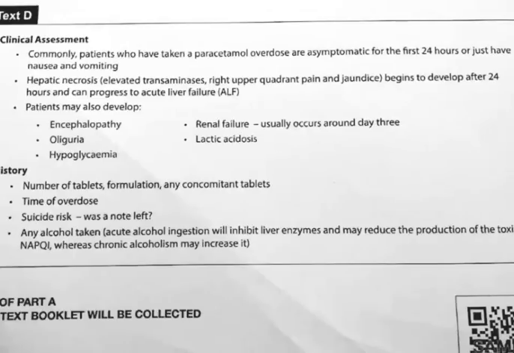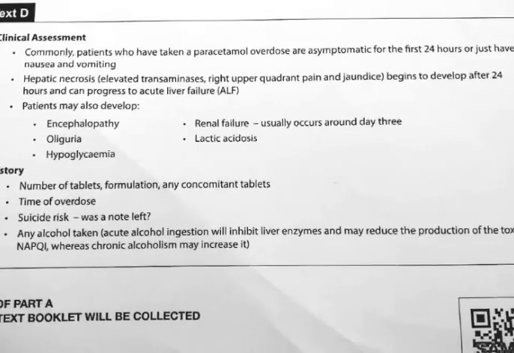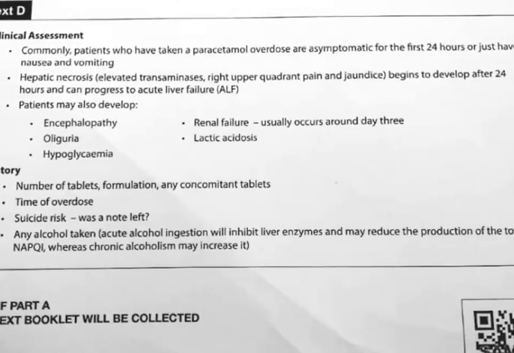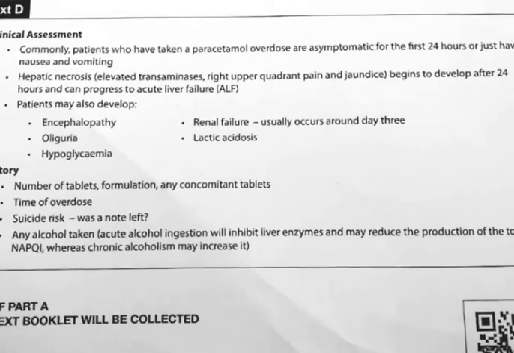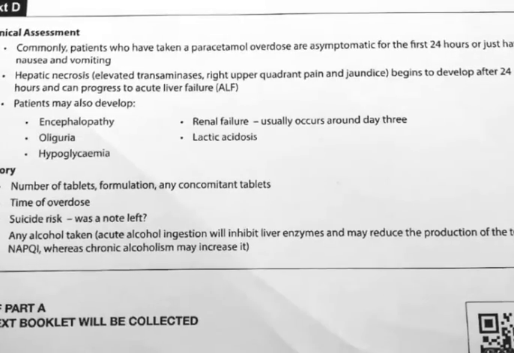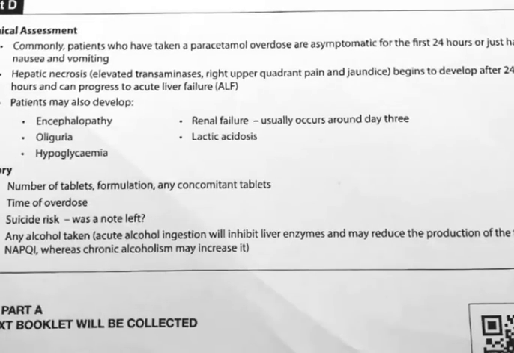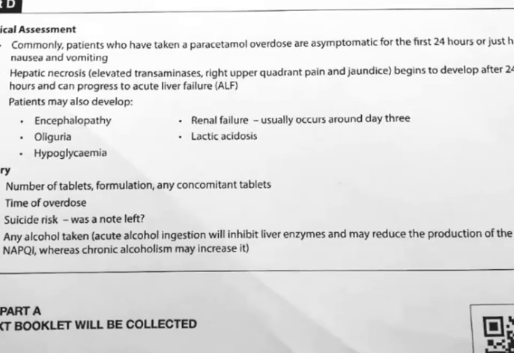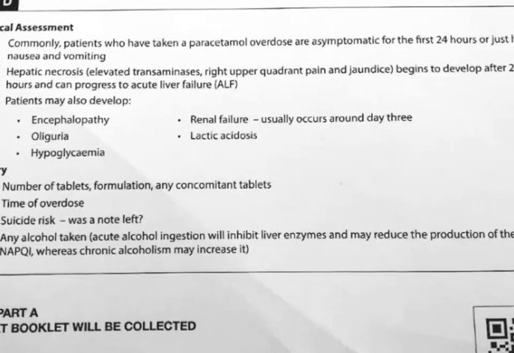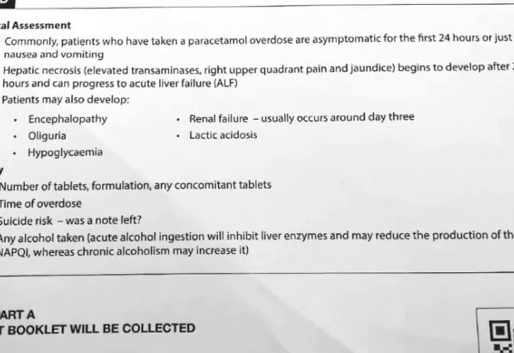Once you have understood the question, now we have to identify the answer. Once you identify the correct text, go for skim and scan reading. Never go for deep reading, because you will not get enough time to read in depth and you will not be able to complete the task on time. Commonly, patients who have taken a paracetamol overdose are asymptomatic. The first word is about symptoms. Second, they begin to develop symptoms like pain, and jaundice develops after 24 hours. Then at the next keyword, the patient may also develop all these problems. So this paragraph contains the symptoms. So it is sure.